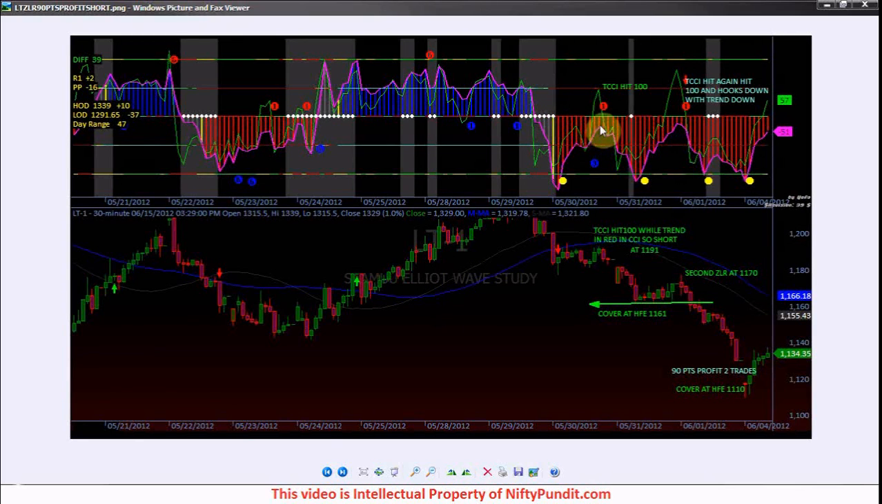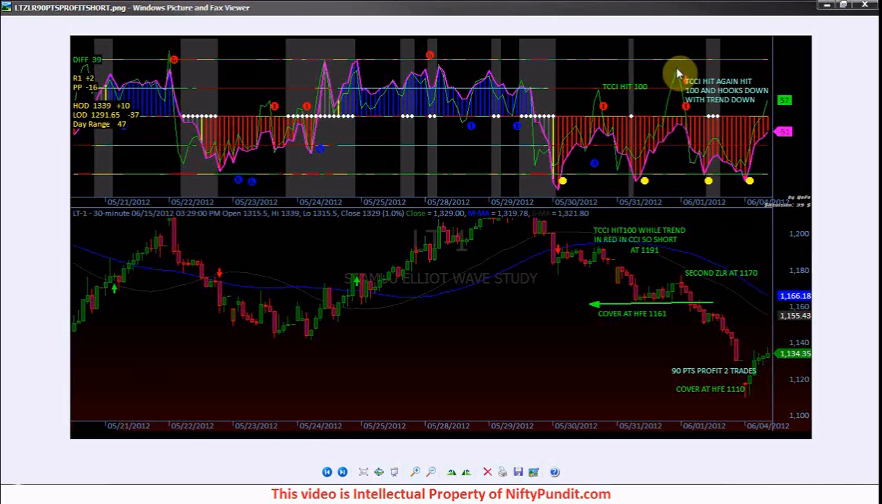See, these are bear zero line rejects: an established downtrend, and turbo CCI is hitting plus 100 and hooking down, and we can see that it is coming down. So our entry would be here itself at 1191, and it is coming down and completing this oversold area, that is 1161. We will be booking here, and again it is going up.